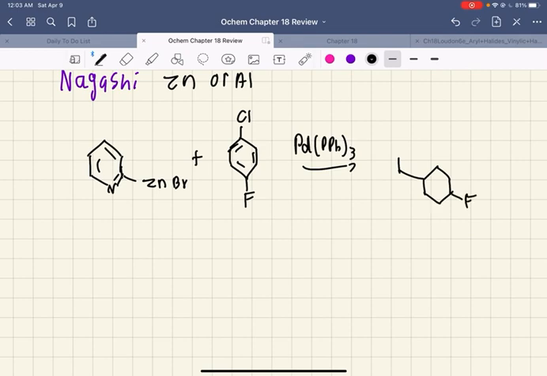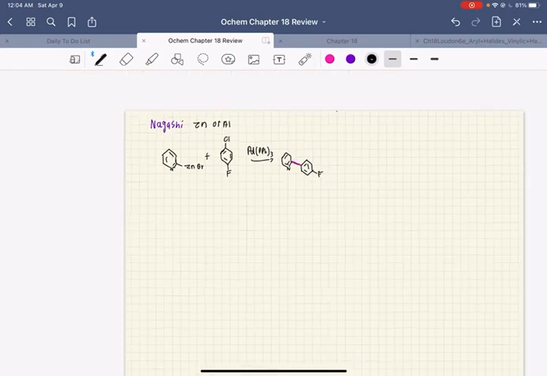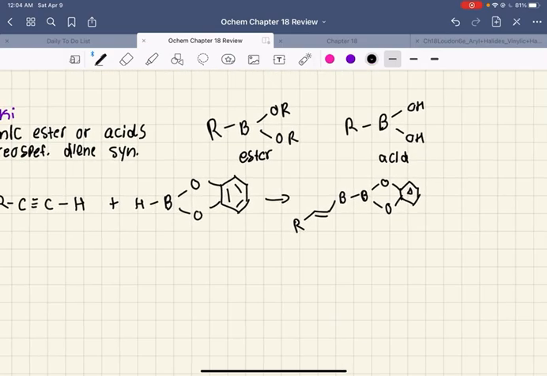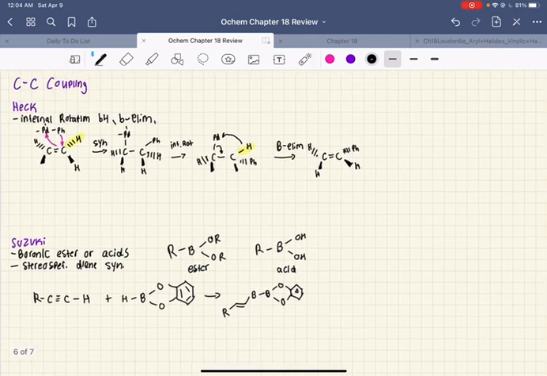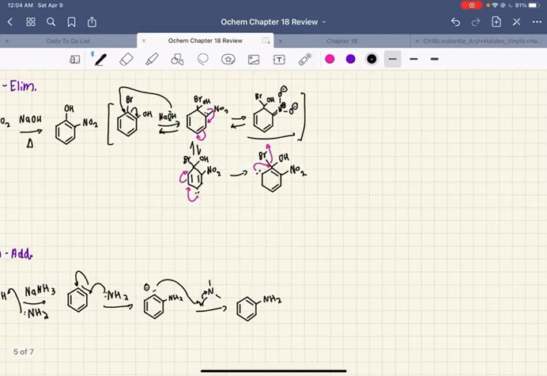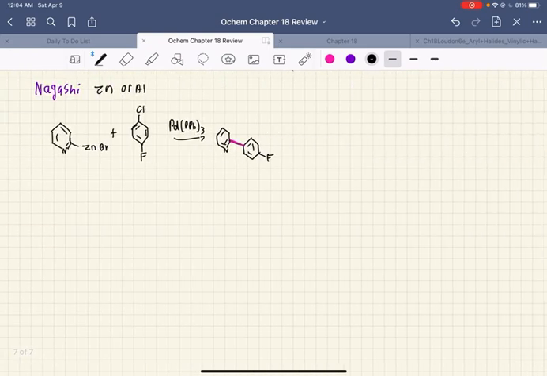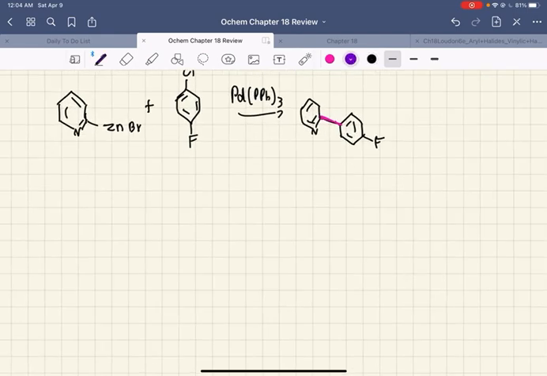Fluorine, here's the nitrogen. So this is the new carbon-carbon bond, right there. That's carbon-carbon coupling, just like here, and just like in the Heck reaction. Okay, now we want to look at Sonogashira. Or no, we'll look at Stille coupling.